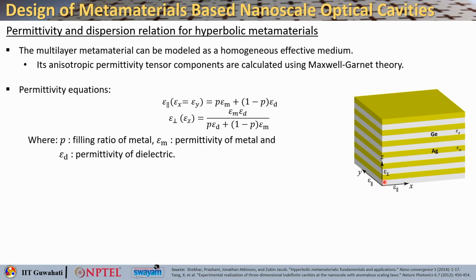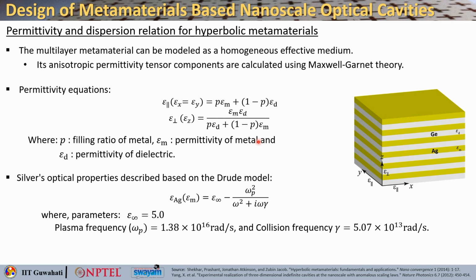Okay. So, epsilon perpendicular can be written as also epsilon z, because that is along the z direction, that is epsilon m epsilon d divided by p epsilon d plus 1 minus p epsilon m. Now, if you take p equals half, that is when the two layer thicknesses are of the same size, then you can have a simplified version of this equation, right. So, this is a generic form, and why it is important? Because you will see that in this particular equation you are also using a metallic permittivity epsilon m.